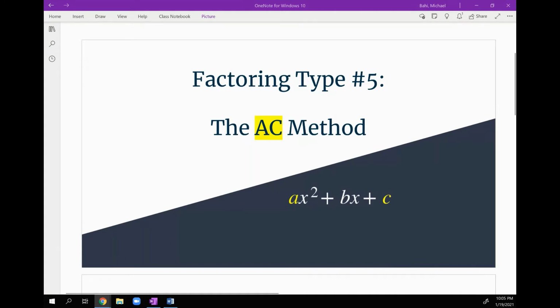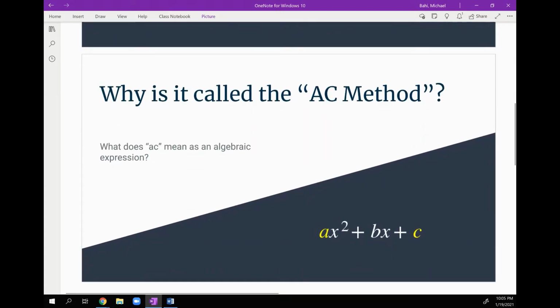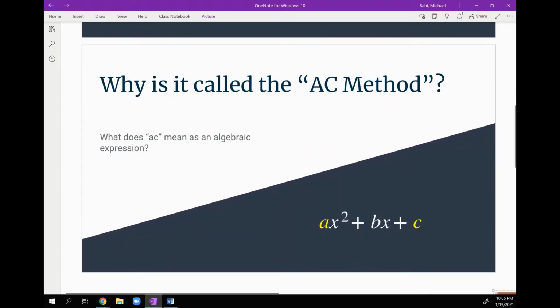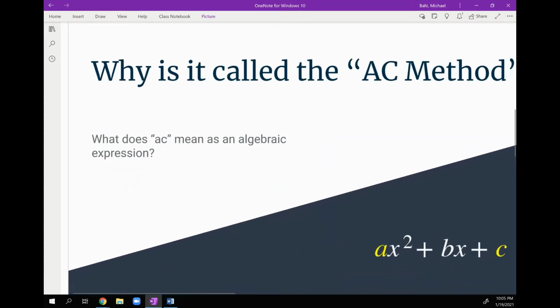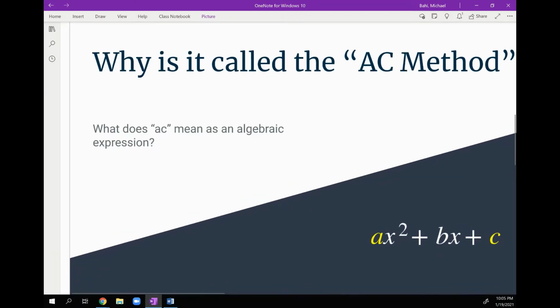As the title shows, today we're going to be talking about the fifth factoring type, which is the AC method. Now, before we get started on that, why do you think it's called the AC method? Well, first of all, what does AC mean as an algebraic expression? In other words, if you just saw AC, what would that mean?